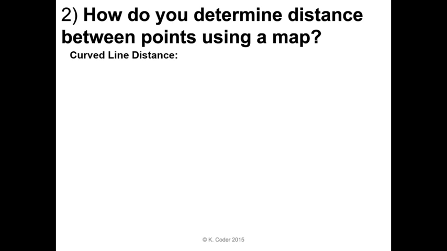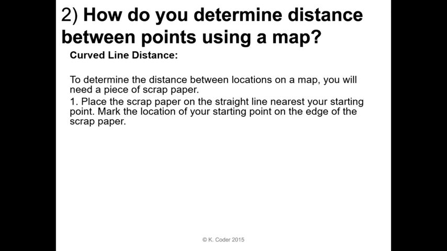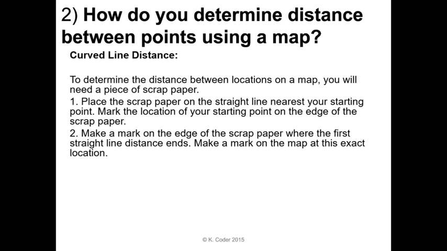Curved line distance requires a little bit more finesse and a little bit more work. So to determine the distance between locations on a map, you will need a piece of scrap paper, just like we did for the straight line distance. You're going to place the scrap paper on the straight line nearest your starting point and mark the location of your starting point on the edge of the scrap paper. I'm going to read through these and then we'll go over them. It'll make a little more sense when I give you guys the visual. You're going to mark on the edge of the scrap paper where the first straight line distance ends. Make a mark on the map at this exact location.